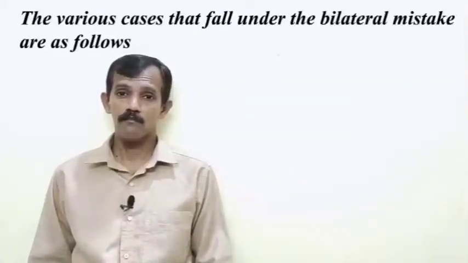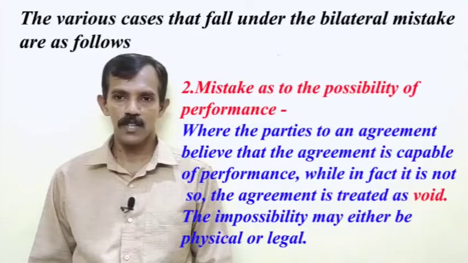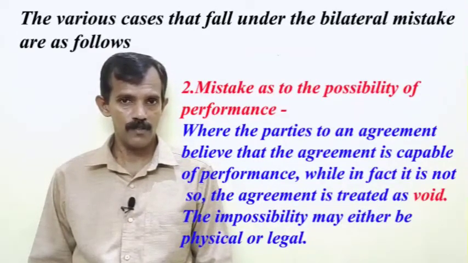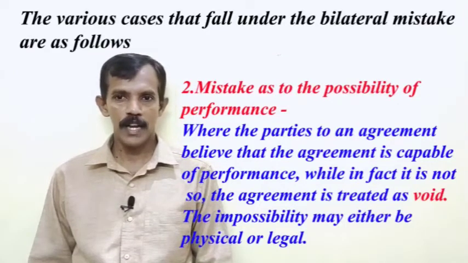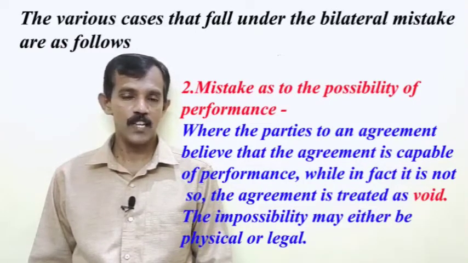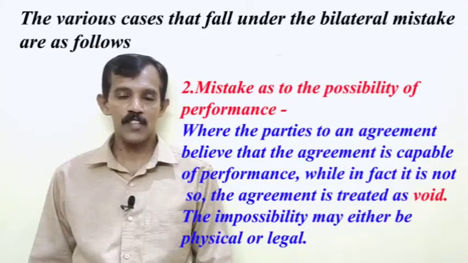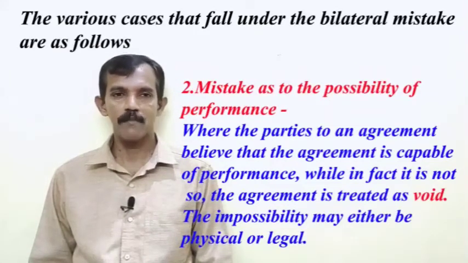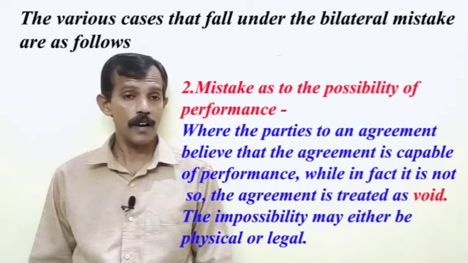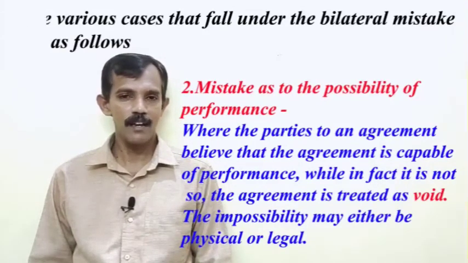Then our second case, mistake as to the possibility of performance. Where the parties to an agreement believe that the agreement is capable of performance, while in fact it is not so, in that case the agreement is treated as void. The impossibility may either be physical impossibility or legal impossibility.